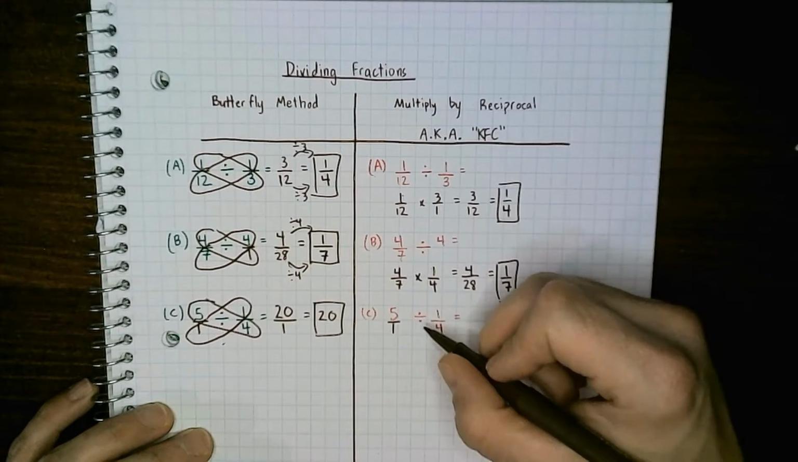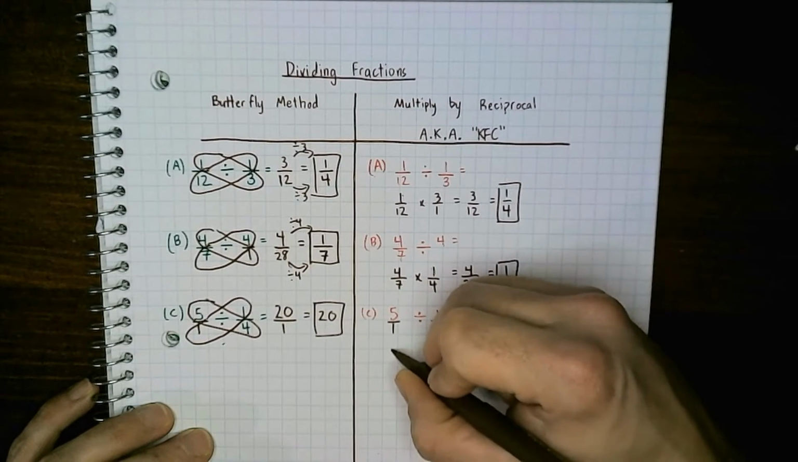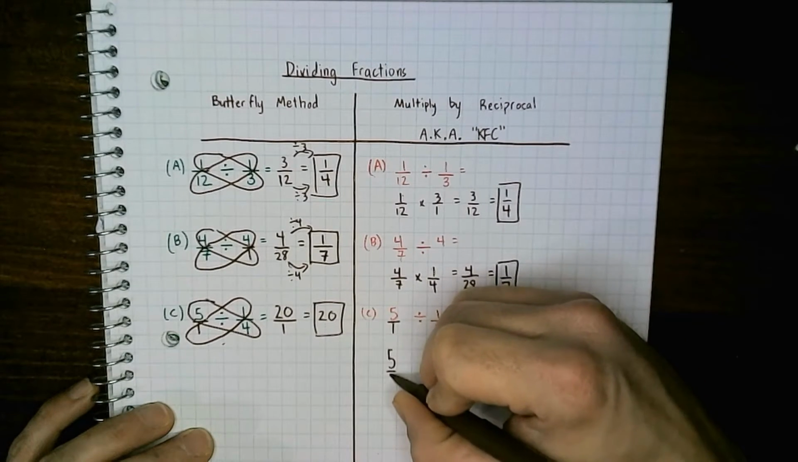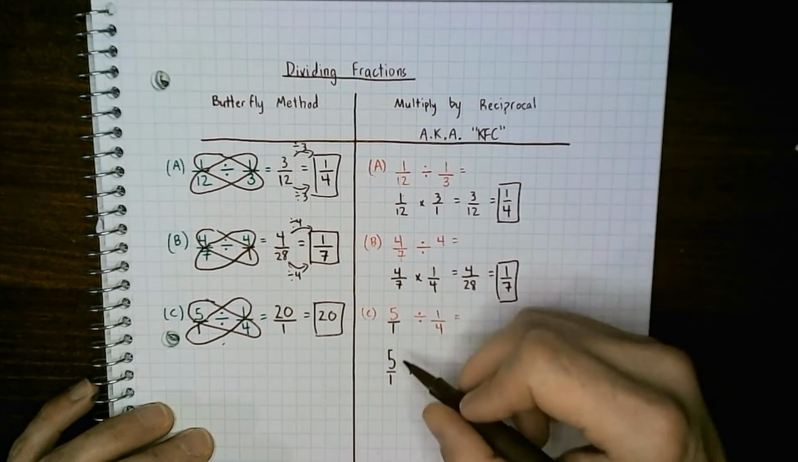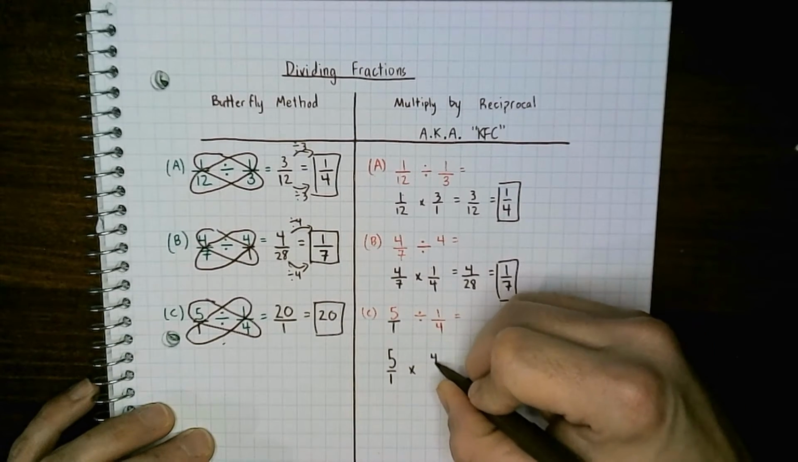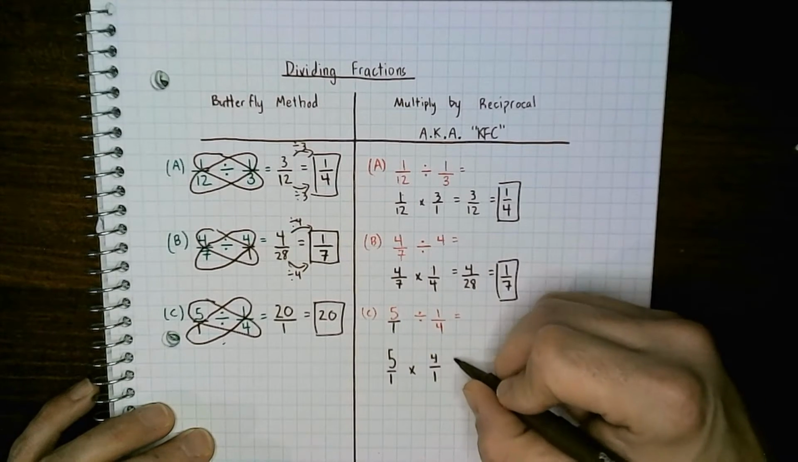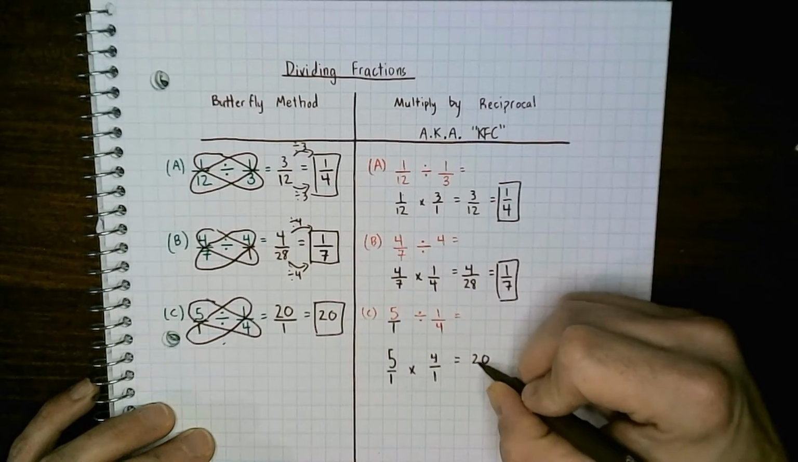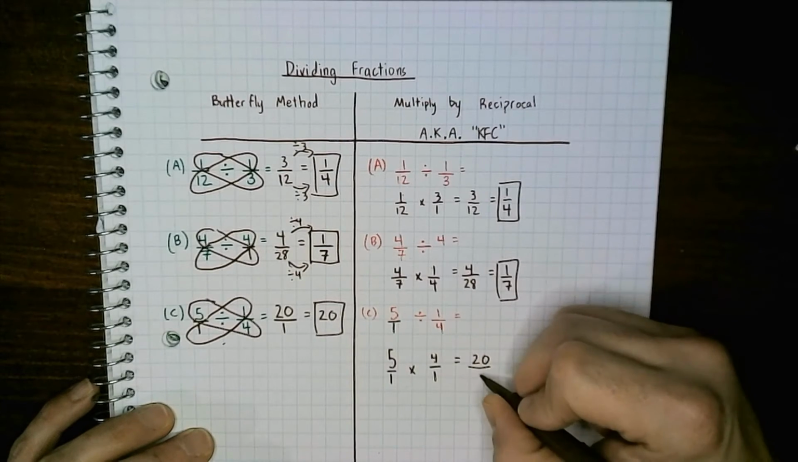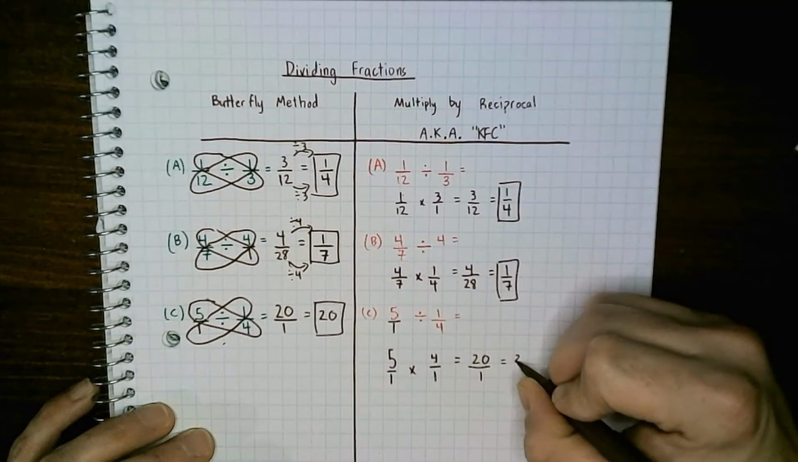And let's see, we're going to rewrite this. Now I'm going to multiply this by the reciprocal. So 5/1 remains the same. But now 1/4 turns into 4/1. And now I'm ready to multiply top times top. So 5 times 4 is 20. Denominator times denominator, 1. And so I get 20.